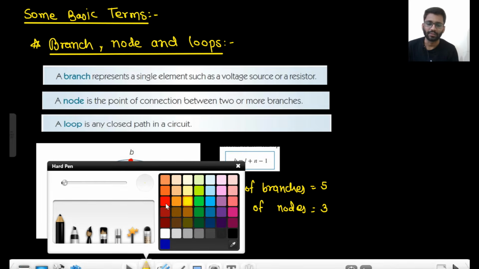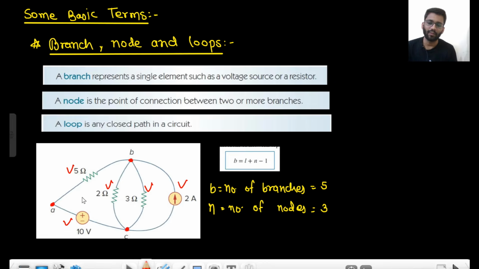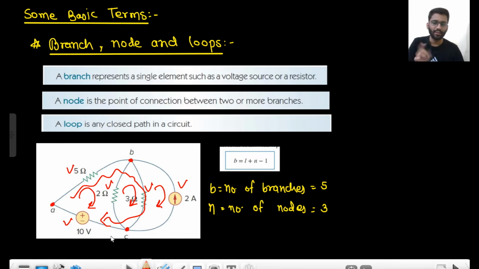And then loops. What loops can you see? This is a loop. This is also a loop. This is also a loop. So how many loops can you see? 1, 2, and 3. But someone will say this is also a loop. Yes, it will be called a loop, but this is not an independent loop, because in this loop, you can see there is one small loop also.